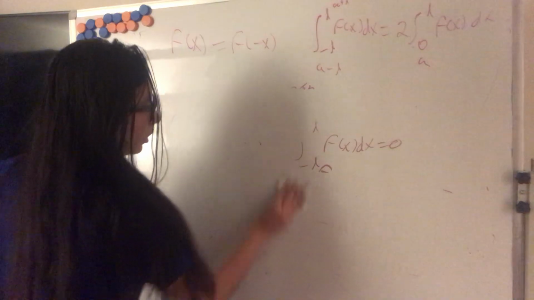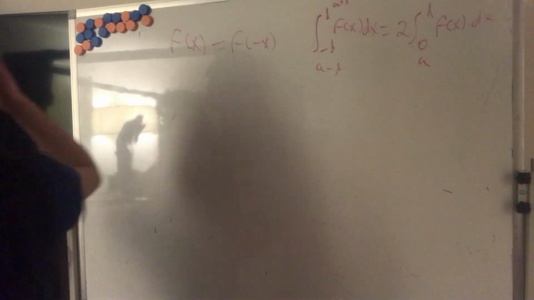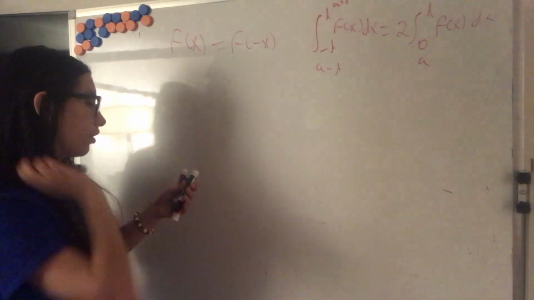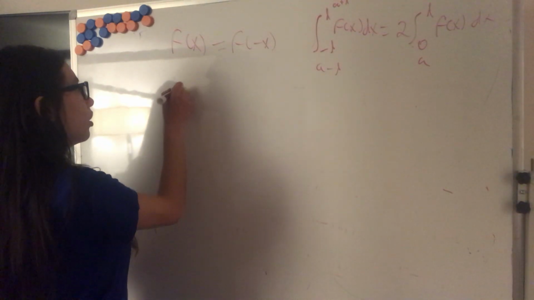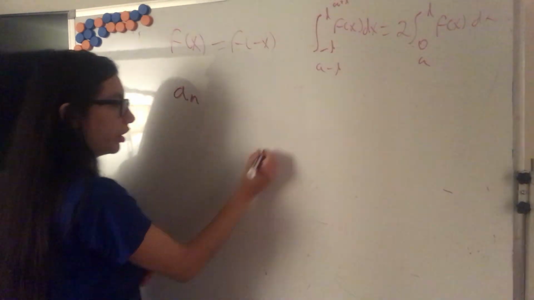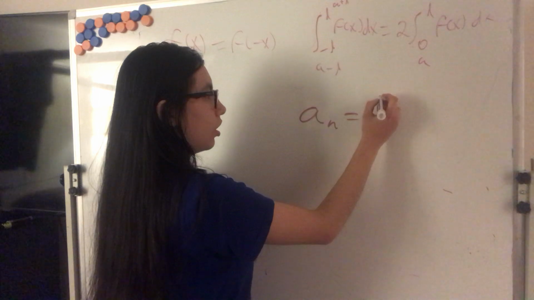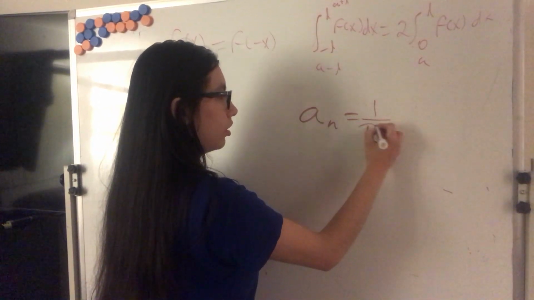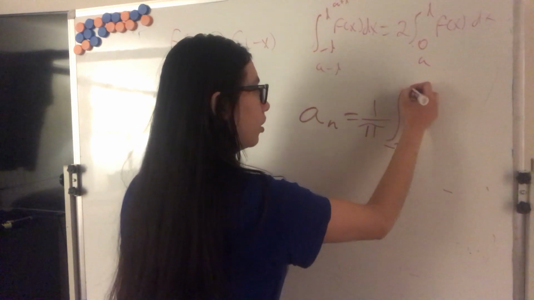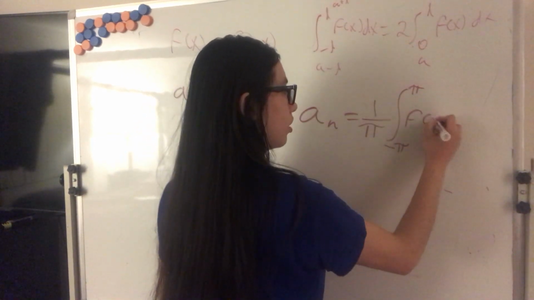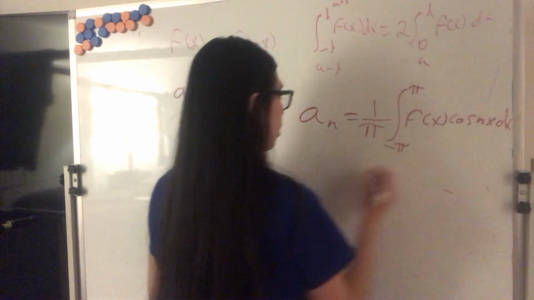Because remember that the Fourier coefficients are a sub n is equal to 1 over pi times the definite integral from minus pi to pi of f of x cosine of nx dx.